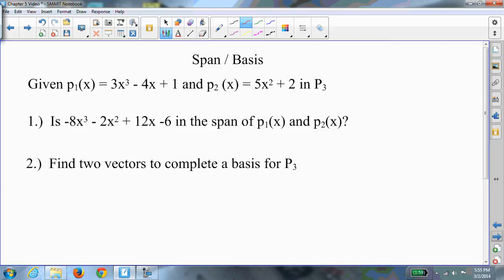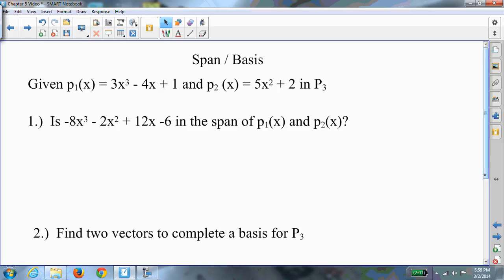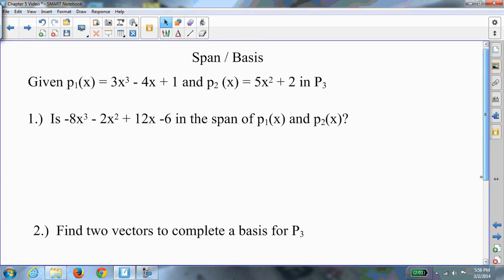Okay, let's keep practicing our vocabulary. So I have here again 2 polynomials, p1 and p2, in a cubic polynomial vector space. And the first question I have is: is this cubic polynomial, negative 8x cubed minus 2x squared plus 12x minus 6, in the span of p1(x) and p2(x)? So span basically means that it can be represented by a linear combination of p1 and p2.